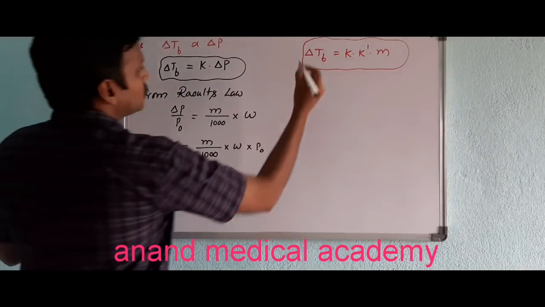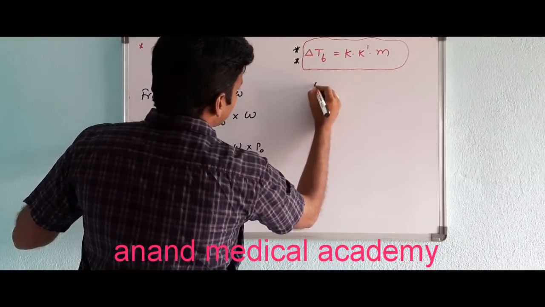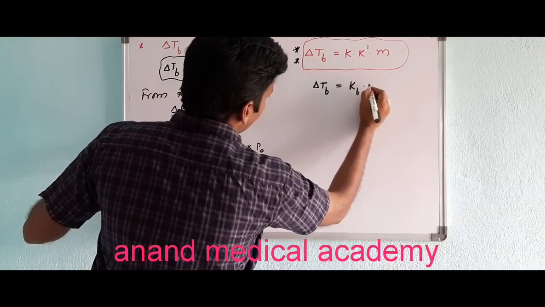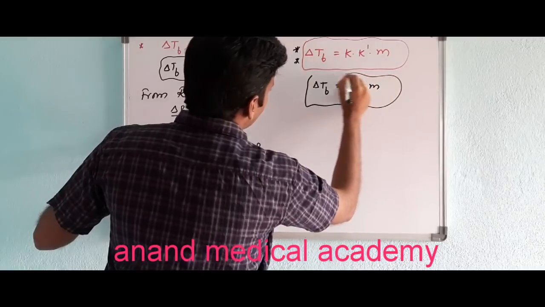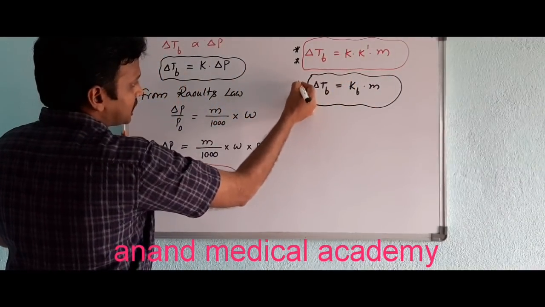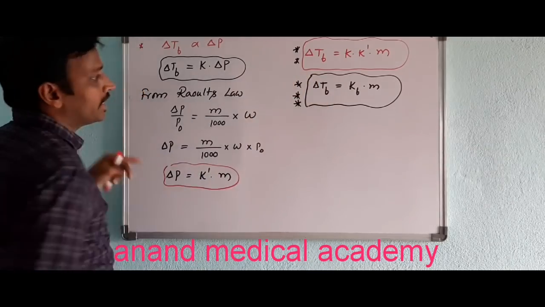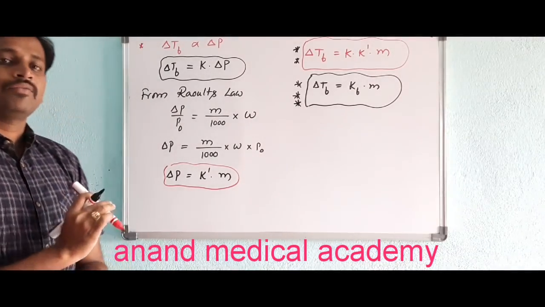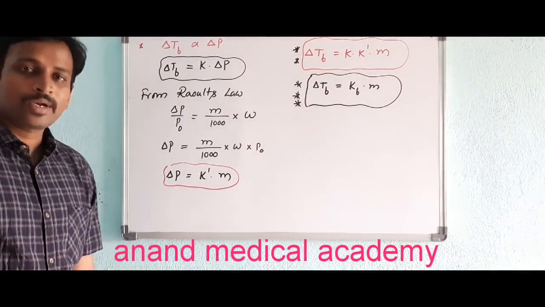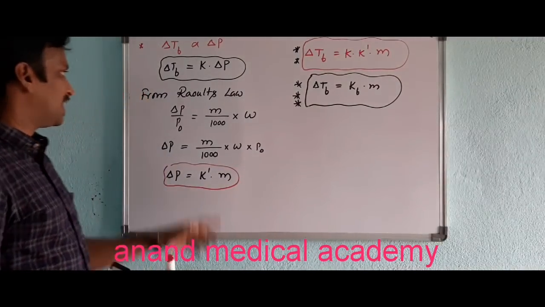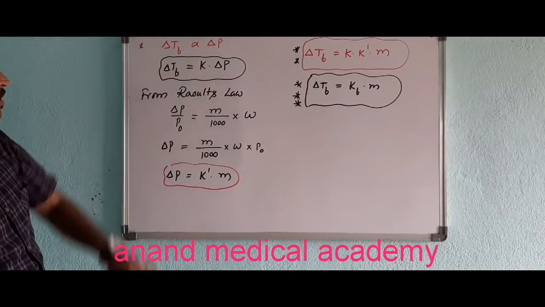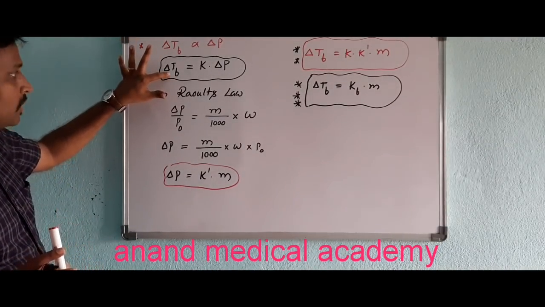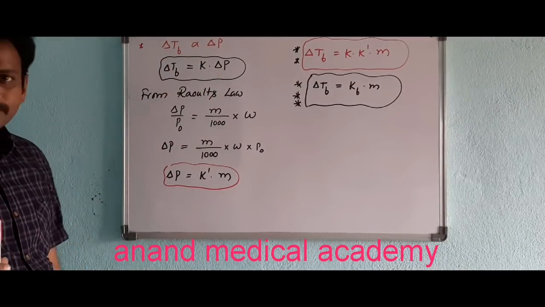Okay, so now this you can write, it's very important. This delta TB you can write as some KB into M. This formula is the most important. This is the delta TB relation with molality. So how was it derived? I took a graph between vapor pressure and boiling point, and I got this relation: delta TB is proportional to delta P. Very clear? Delta TB is the elevation in boiling point.